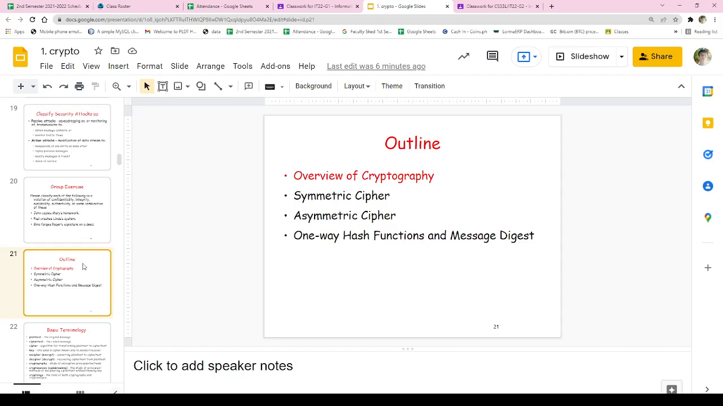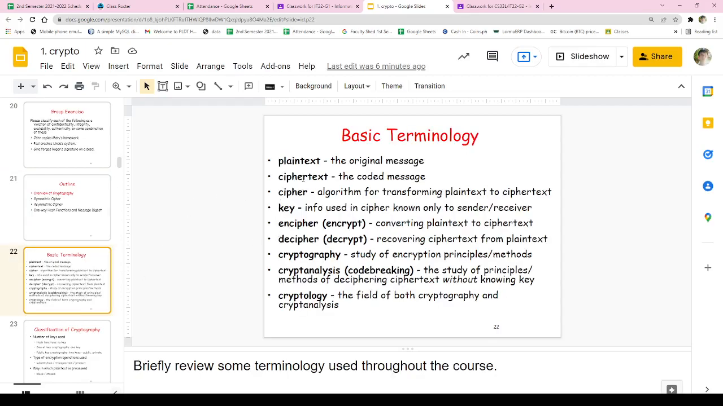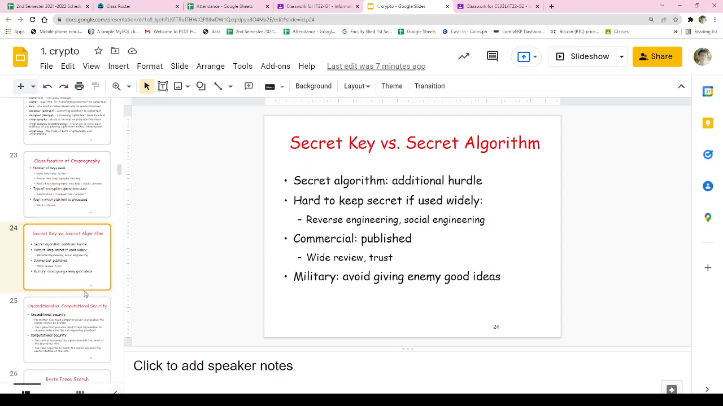What do you call this one? I forgot what it's called. Anyway, later. Overview of cryptography. We already discussed what cryptography is: how to convert plain text to ciphertext. What a cipher is, what a key is, what encryption and decryption are, cryptography, cryptanalysis, and cryptology. We already discussed those.